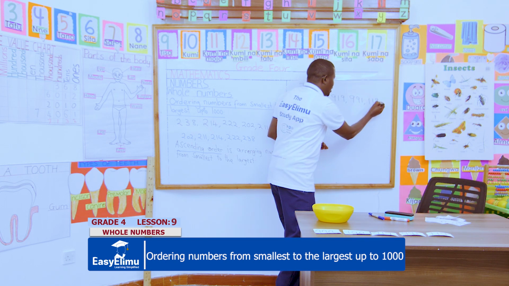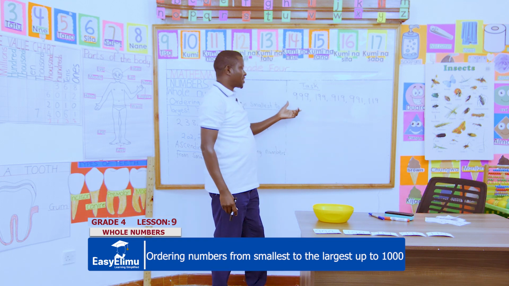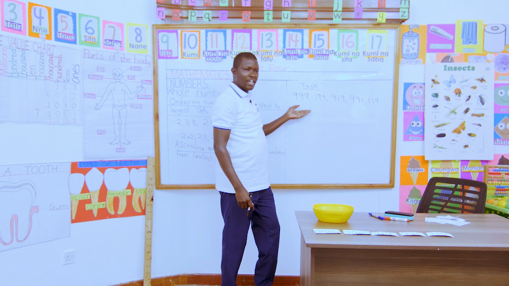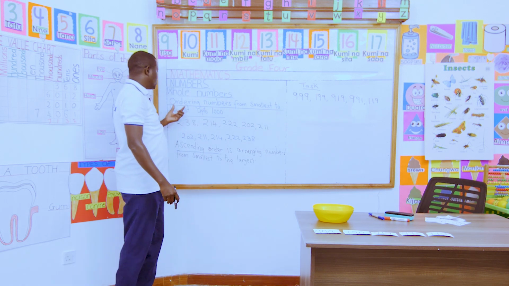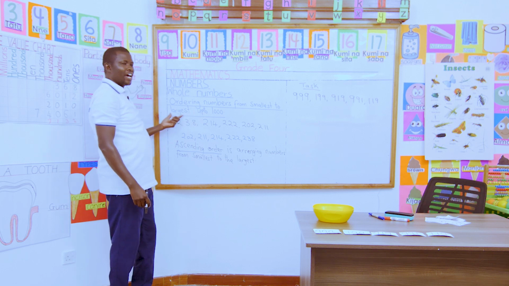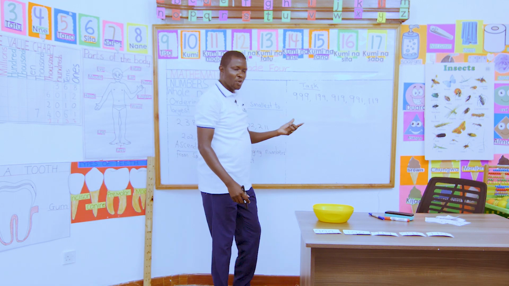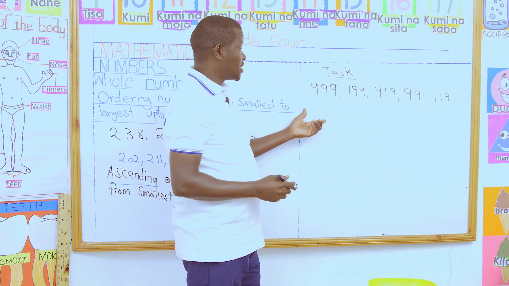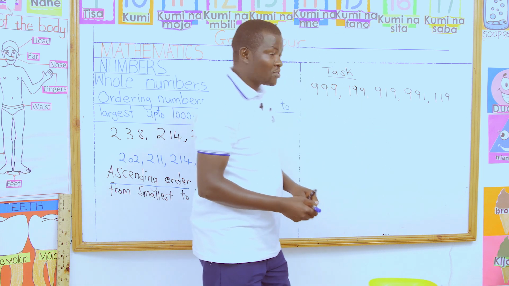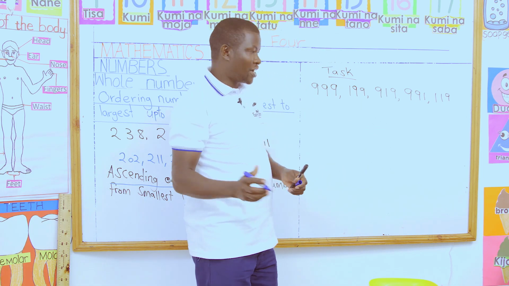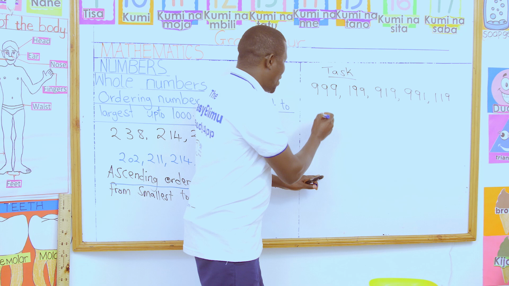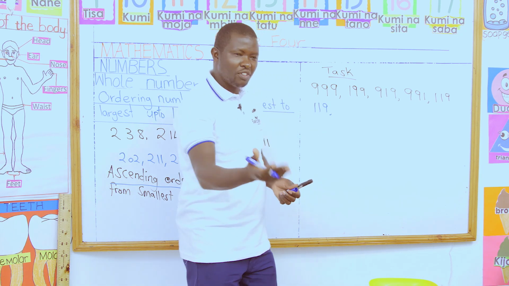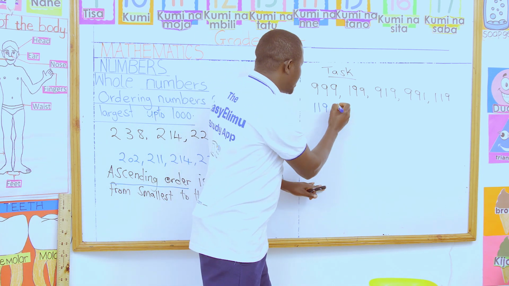Class, in our groups, can we arrange these numbers in ascending order? And we have said ascending order is from smallest all the way to the largest. So in our groups, what answer have you come up with? How have you arranged them? Yes, we'll start with John. John, which is the first number you've arranged from your group? 119 is the first one. The second one, Victoria, you have arranged it. It's 199.